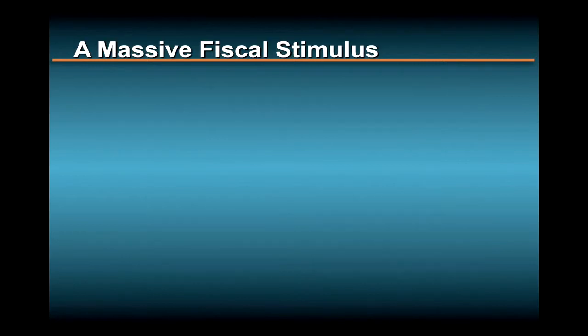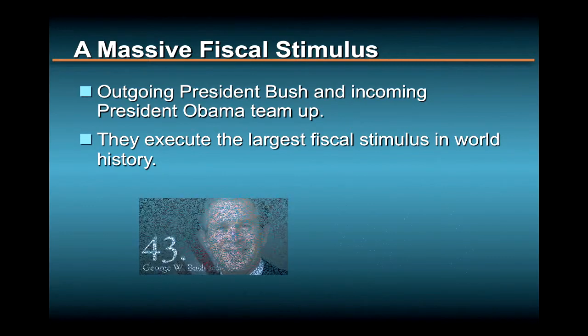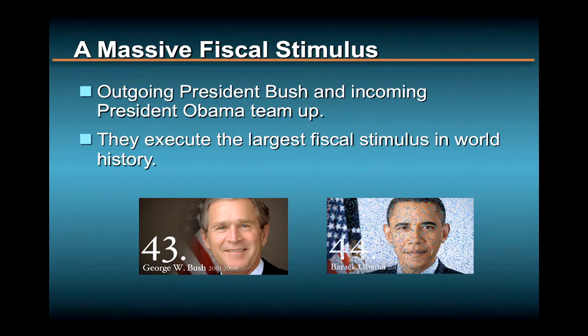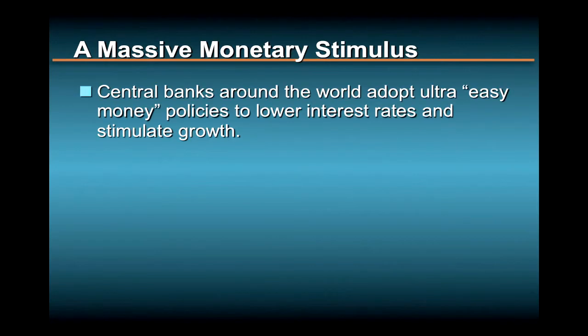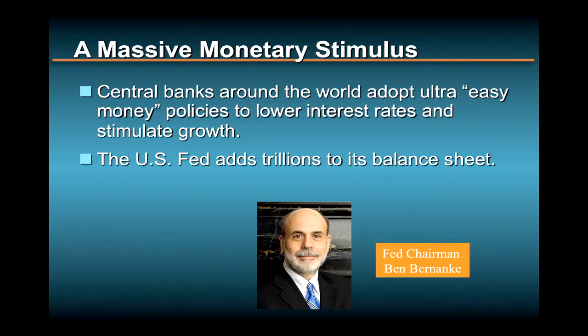In the slow growth years following the Great Recession, the outgoing Bush administration and the new Obama administration would team up to execute the largest fiscal stimulus in world history. At the same time, central bankers from Washington and Bonn to Tokyo and Seoul would print vast sums of money in their Keynesian struggle to restart their respective economies. The U.S. Federal Reserve alone added trillions in liabilities to its balance sheet while printing money.